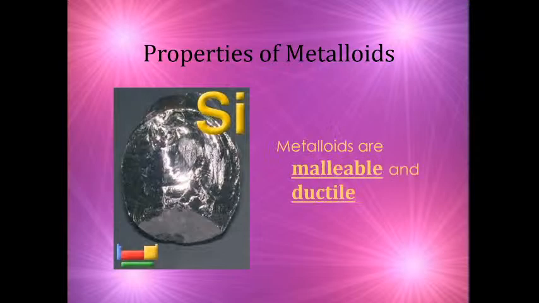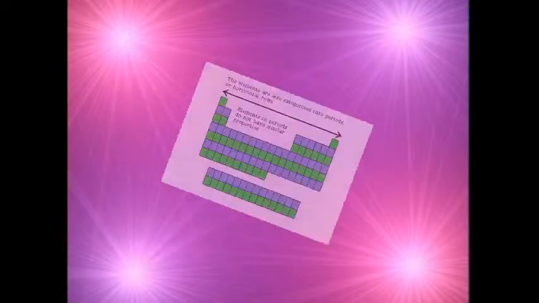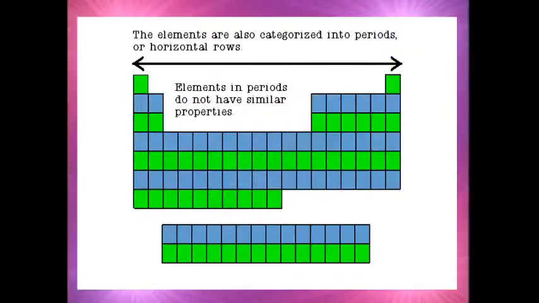Now we can see the silicon. Metalloids are malleable and ductile. You can see silicon can be changed into a sheet. The malleability. Silicon can be shown. I hope you have understood this, and now I would like to show you something else. So let's revise some properties.